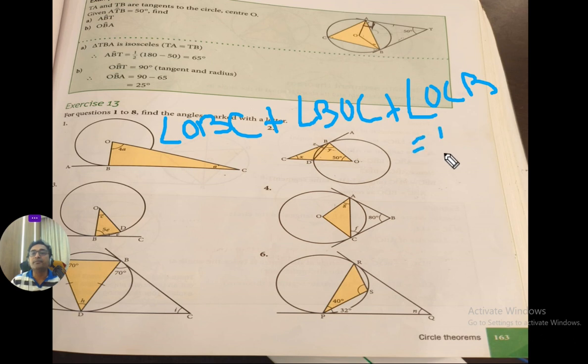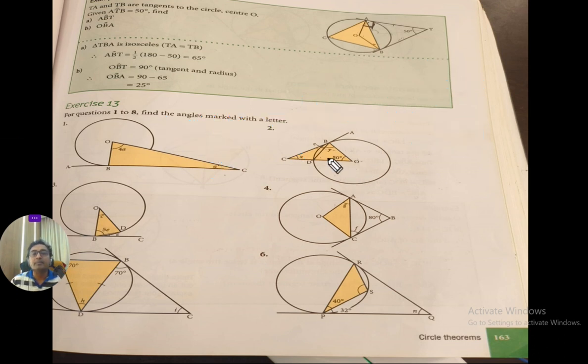Is equal to 180 degree. Now, OBC is 90 degree. BOC is 50 degree. So 140 degree. So OCB, X, will be equal to 40 degree. Correct? X निकल गया. Next. हमको निकालना है Y and Z.